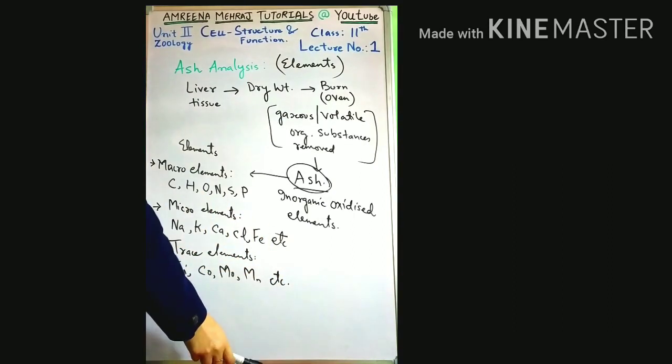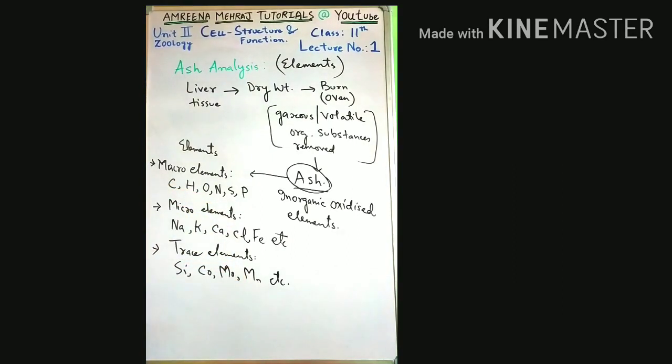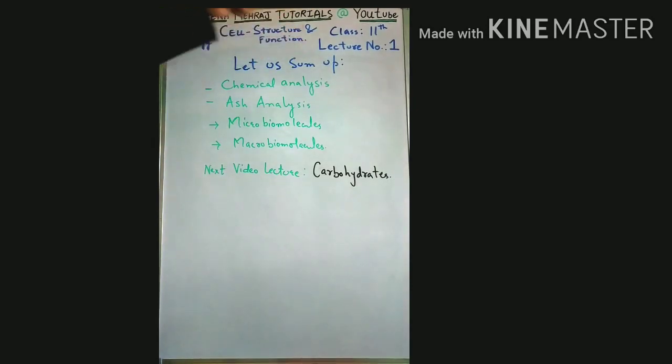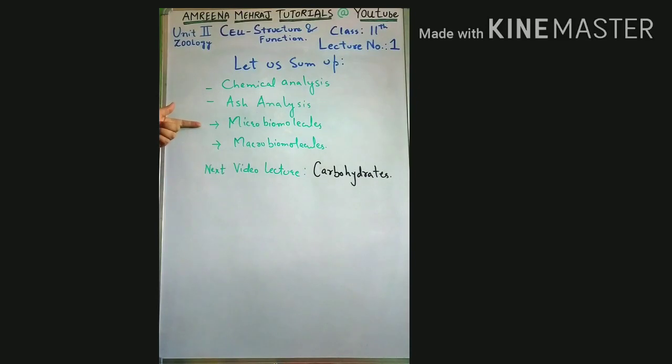So till now you got this idea that cells contain microbiomolecules like simple carbohydrates, amino acids, nucleotides, etc., and macrobiomolecules like complex carbohydrates, proteins, nucleic acids, etc. Similarly, cells have different elements in different proportions about which we have come to know through ash analysis. Let's sum up what we have learned in lecture number 1. We have learned about chemical analysis, ash analysis, microbiomolecules and macrobiomolecules.